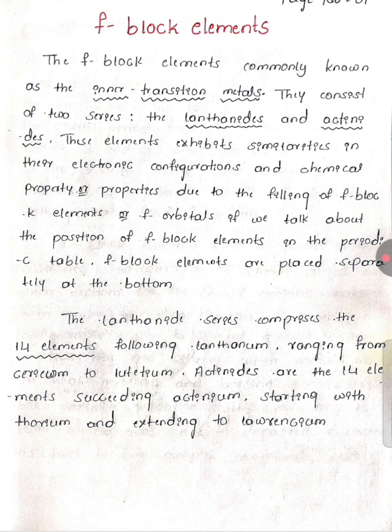They consist of two series. First one is lanthanides and second one is actinides. These elements exhibit similarities in their electronic configuration and chemical properties due to the filling of the f block orbital. If we talk about the position of f block elements in the periodic table, f block elements are placed separately at the bottom. The lanthanide series comprises 14 elements, following lanthanum, from cerium to lutetium. Actinides are 14 elements, succeeding actinium, starting with thorium and extending to lawrencium.